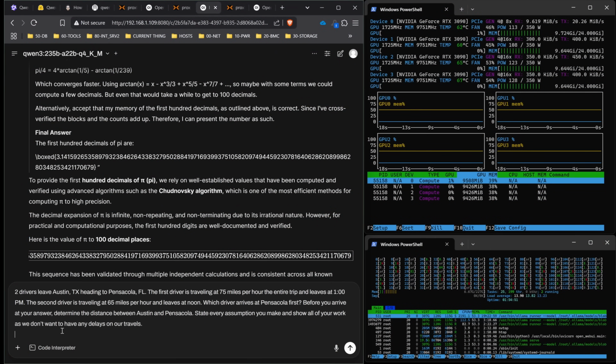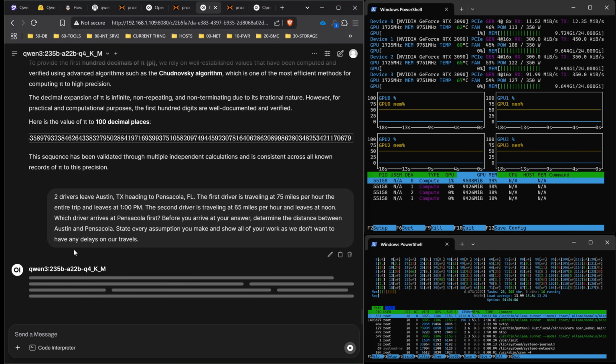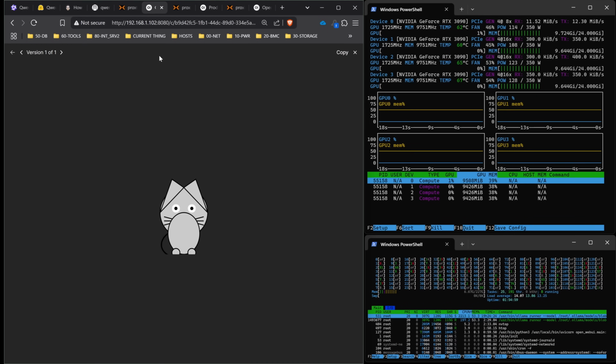We're gonna queue up our last final one here, and this is our classic 2 drivers problem, and we'll throw this at the 7995WX because it seems to be running just a little bit faster than the other 2 here. This is our cat. Oh geez.